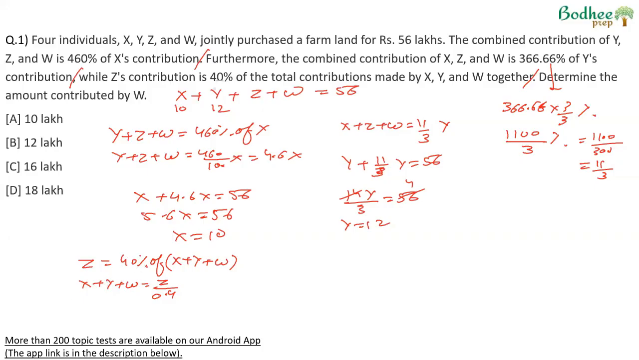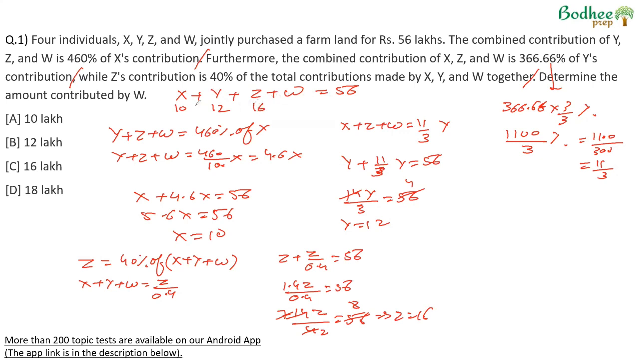Now, if we substitute x plus y plus w in the first equation, we get z plus z upon 0.4 is equal to 56, which gives us 0.4 plus 1, 1.4 z upon 0.4 is 56. This is nothing but 14z by 4 is equal to 56. 2 sevens are 14, 2 twos are 4, 7 eights are 56. So z will come out to 8 twos are 16. We put the value 16 here.